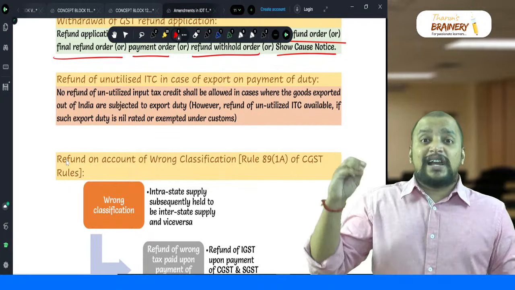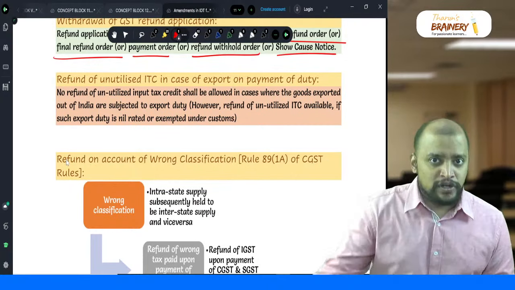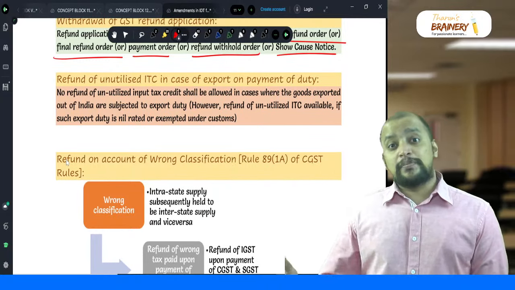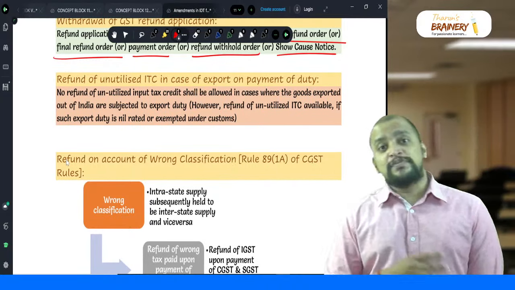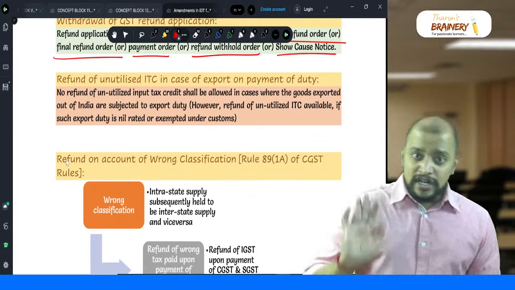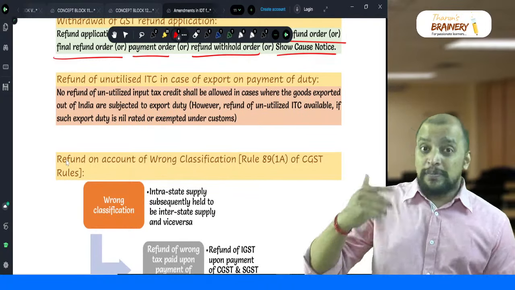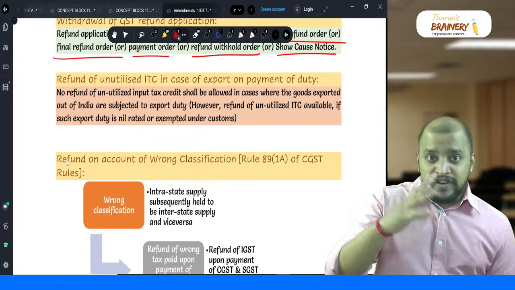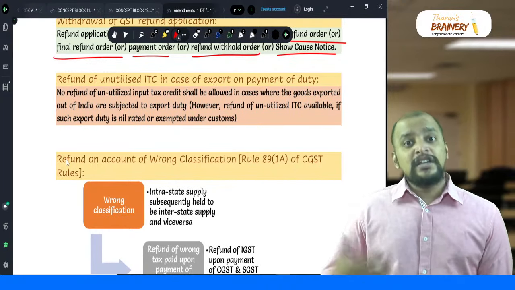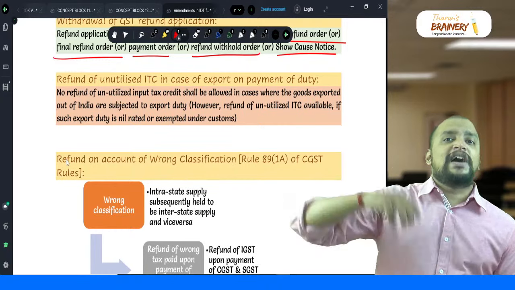That's why they gave a clarification stating that if you are exporting goods and those goods are subject to export duty, but now it is made nil rate or exempted, it's okay. You can go for refund of unutilized ITC. If you are exporting and you are paying customs duty on those goods, the refund of unutilized ITC option is not available. Then you need to go for refund upon payment of IGST.